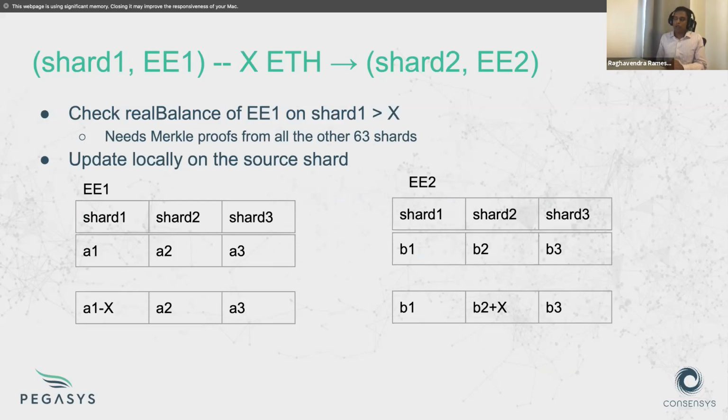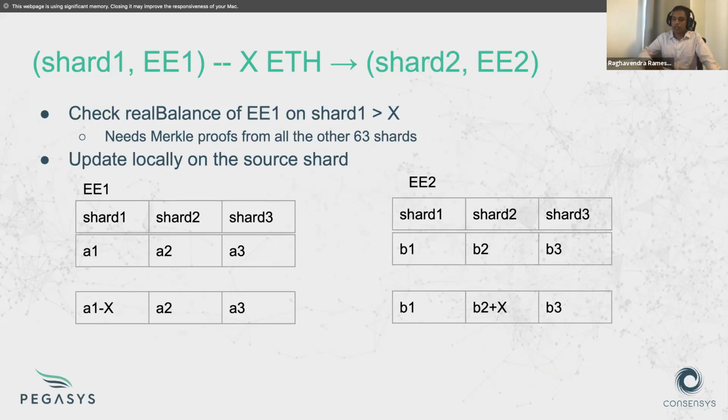The only way to check that EE1 on shard 1 has at least X ETH is to query all other shards, because remember that we need to sum up all the columns. We need to query all the other shards. Querying means that the shards have to send their portion of the balances along with the Merkle proof saying that whatever I have sent is correct. So it needs Merkle proofs from all of the 63 shards.